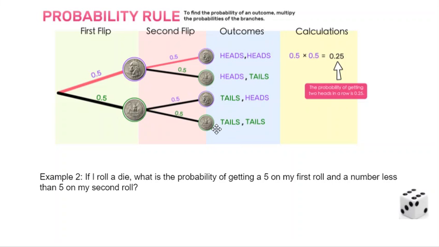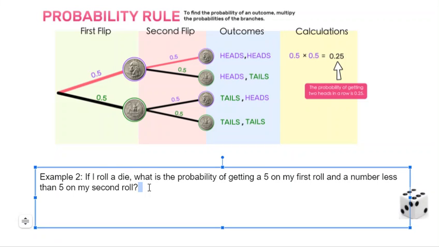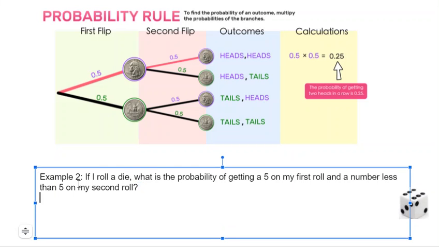So if I want to know the probability of any of these outcomes in particular, so say I want the probability of getting heads, heads, you multiply the probability of the first one times the probability of getting the second one. So we're going to use that idea here for example 2, and we'll just do this one together. If I roll a die, and here's a die over here, what is the probability I get a 5 on my first roll and a number less than 5 on my second roll?